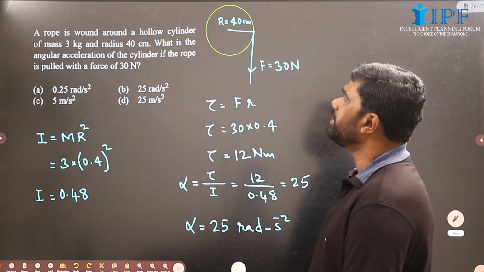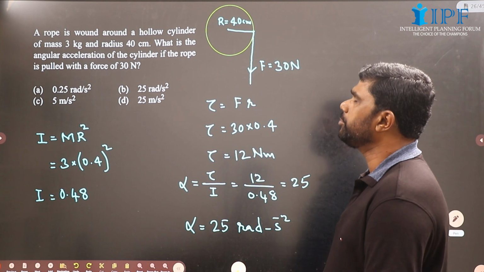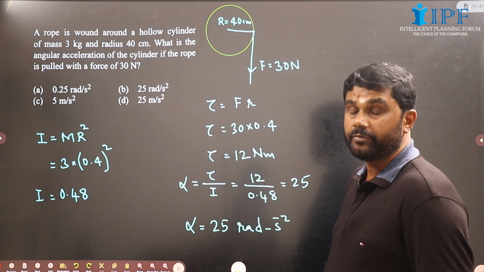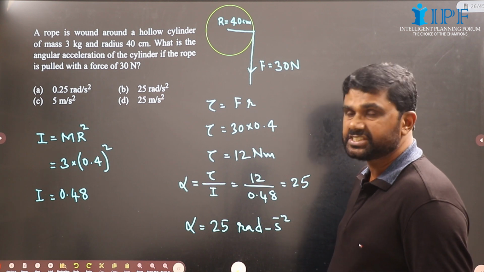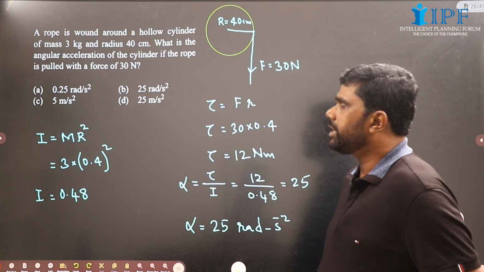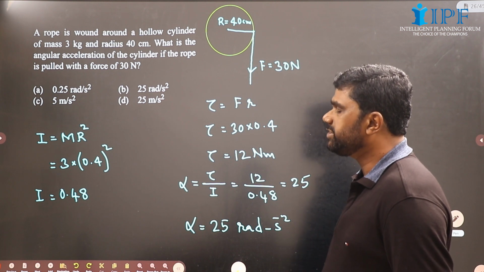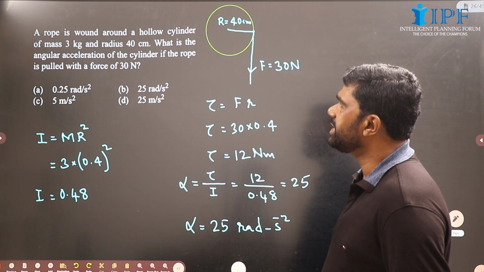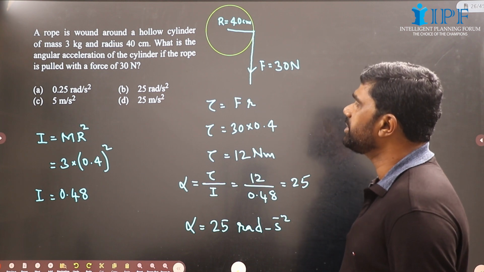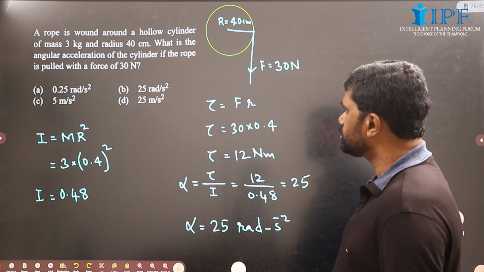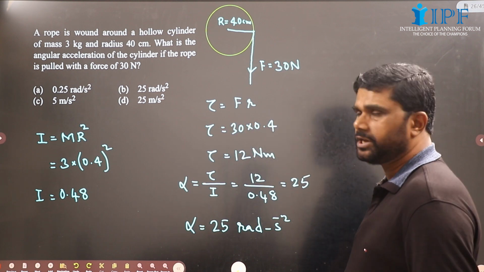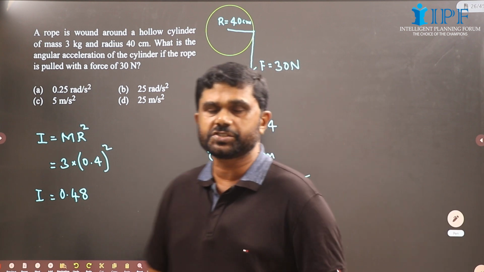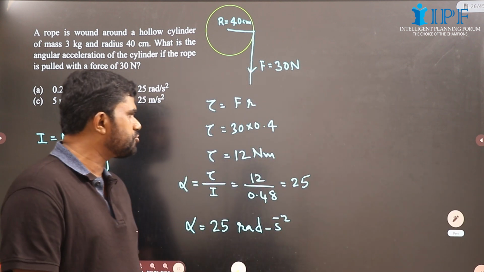A rope is wound around a hollow cylinder of mass 3 kg and radius 40 cm. So its moment of inertia will be same as that of a ring, and it is mr square. Mass is 3 kg and radius 0.4, so it will be 0.48 moment of inertia. What is the angular acceleration of the cylinder if the rope is pulled with a force of 30 Newton? So torque tau equal to force into perpendicular distance. Here it is equal to the radius. Force is 30 Newton and radius is 0.4, so it will be 12 Newton meter.